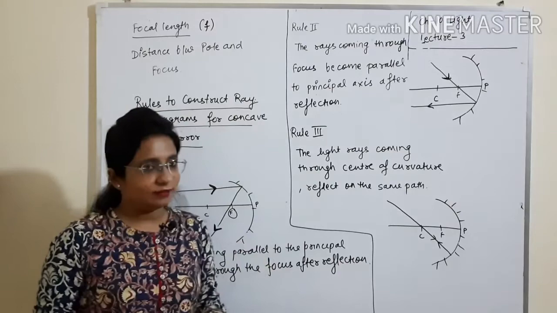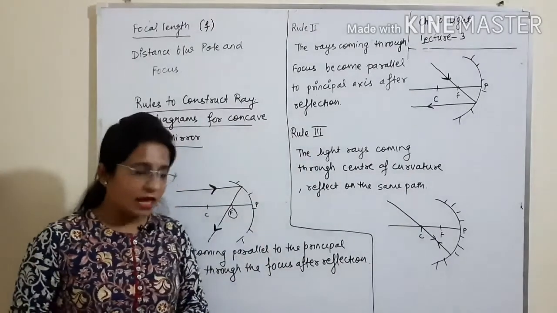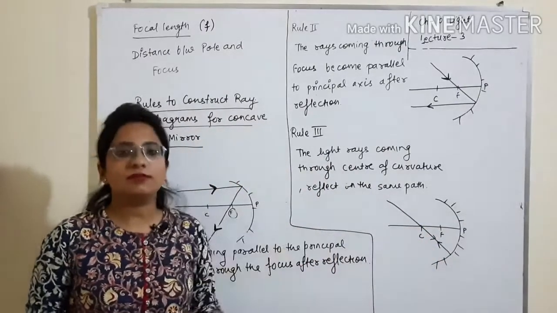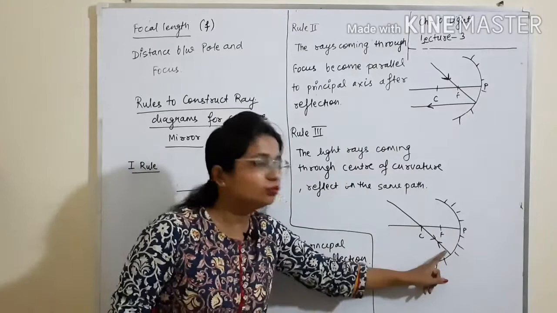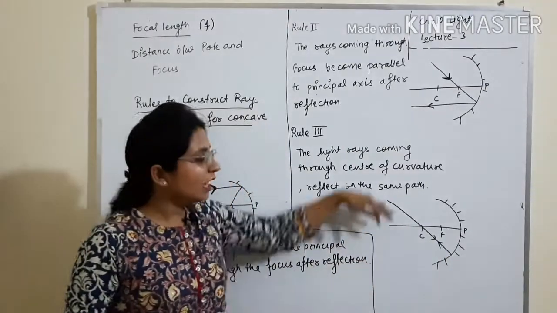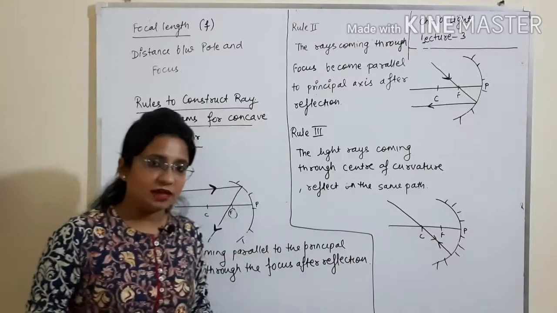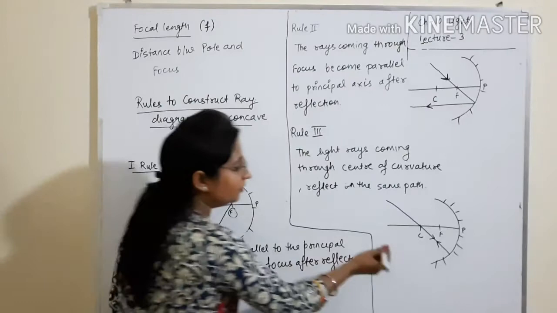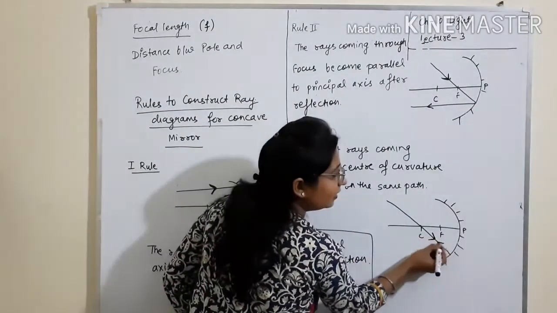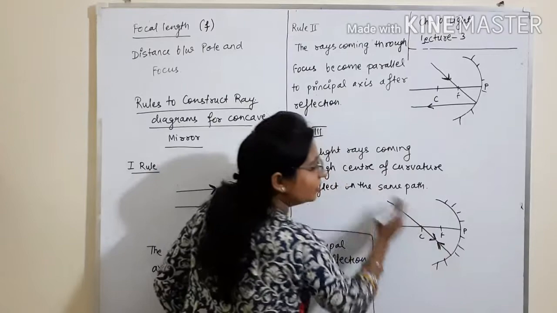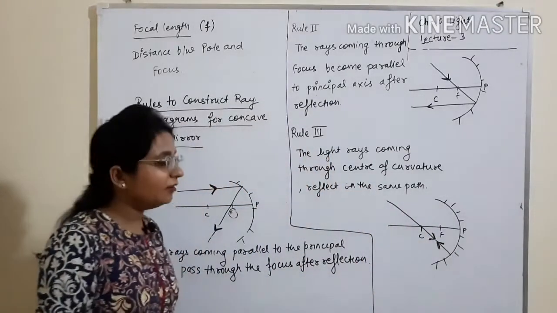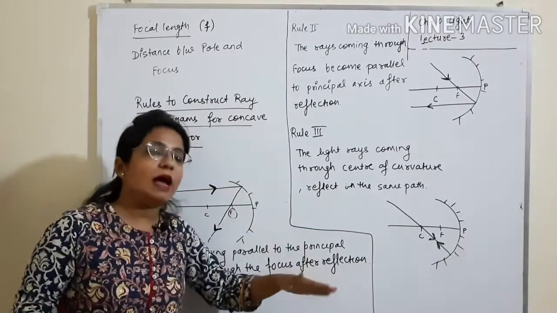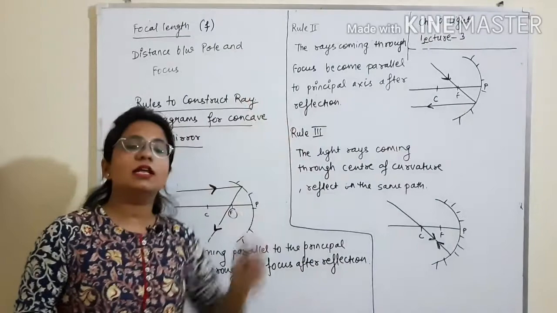And the third rule states that if a light ray is coming towards the center of curvature, it is actually passing through the center of curvature. अगर कोई light ray center of curvature की तरफ आ रही है, it will bounce back along the same path. The incident ray and the reflected rays are on the same path. So if light ray is coming through center of curvature, it will bounce back following the same original path.